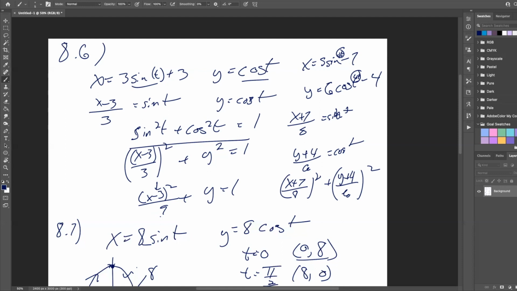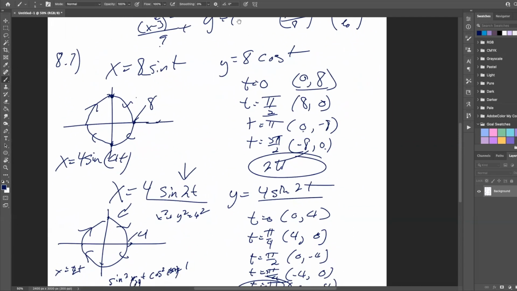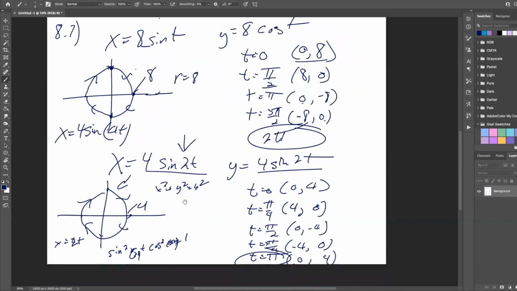Oh, for number 7, find the polar equation. Well, the polar equation is for a circle. And since these are circles, this is just r equals 8, and then this is just r equals 4. That's the polar equation for a circle.